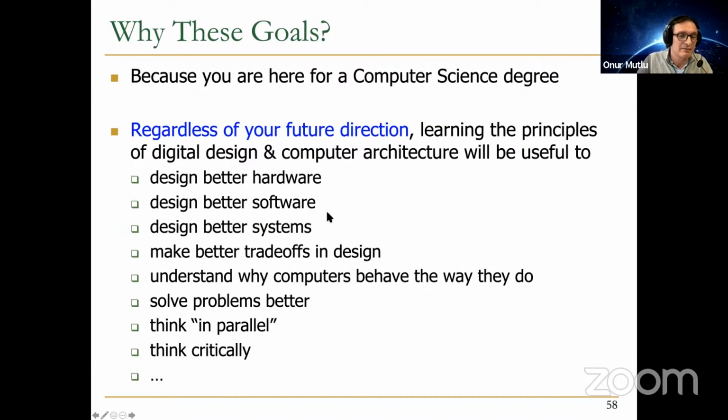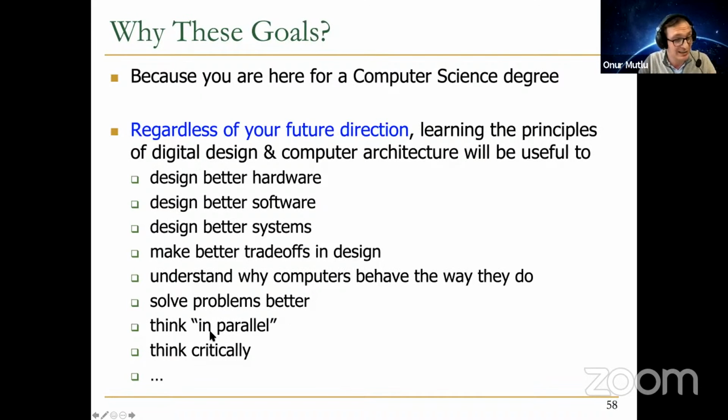So clearly, within the domain of computing, you can design better hardware. You can design better software because you know how the underlying hardware operates. You can design better systems by taking advantage of both hardware and software together. You can make better trade-offs in design in general, not just in computing. Understand why computers behave the way they do. And overall, more broadly, you can solve problems better.